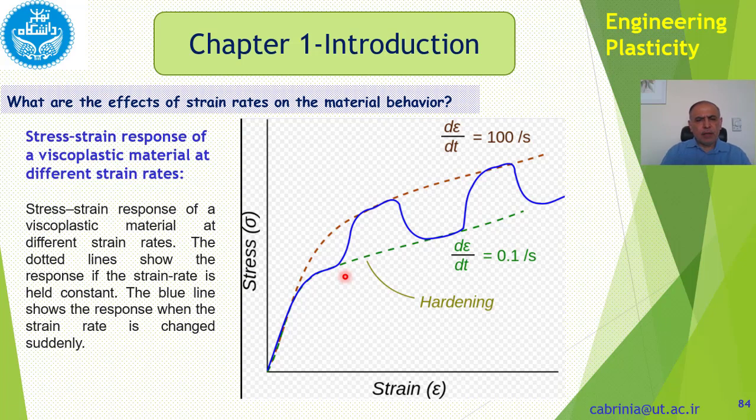In this figure, we have shown a stress-strain response of a viscoplastic material at different strain rates. What is a viscoplastic material? We know what plastic materials are: materials that deform plastically under stress. Most of the metals do. So they are plastics, and plasticity is about that.